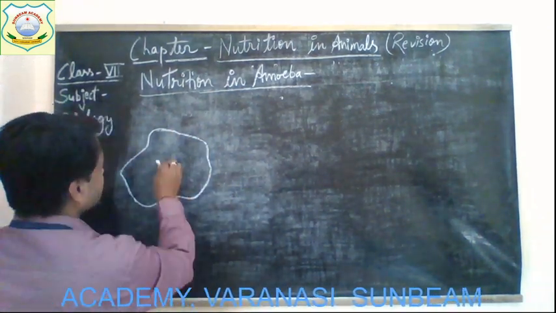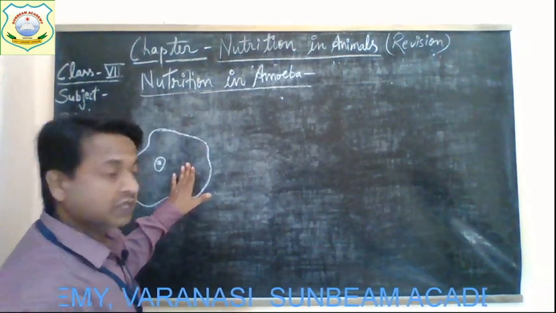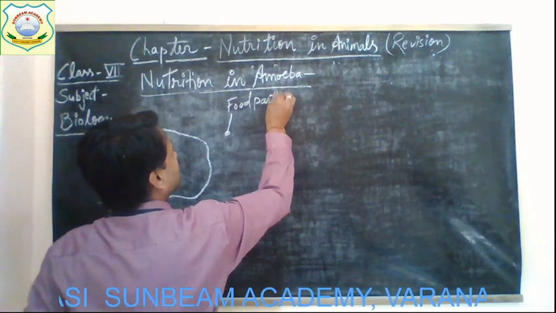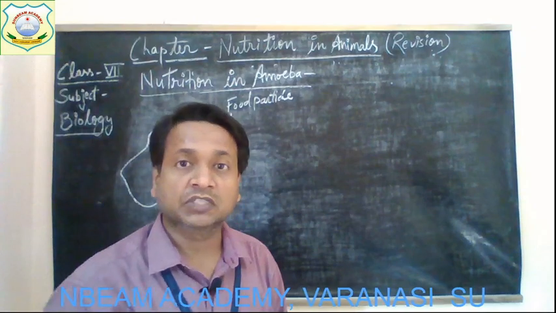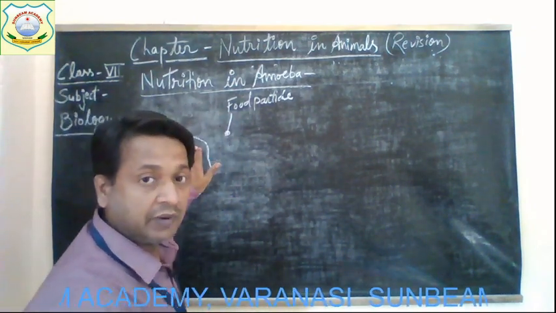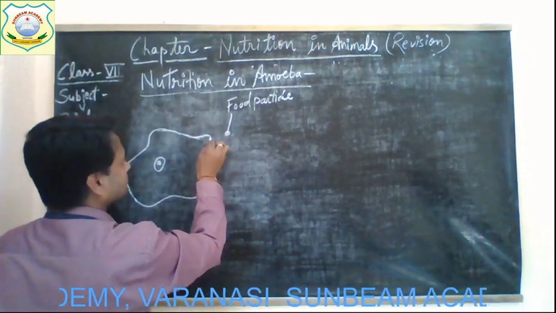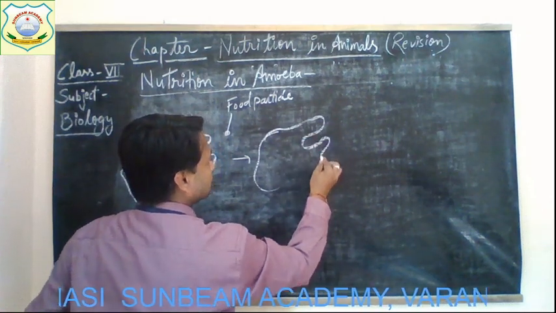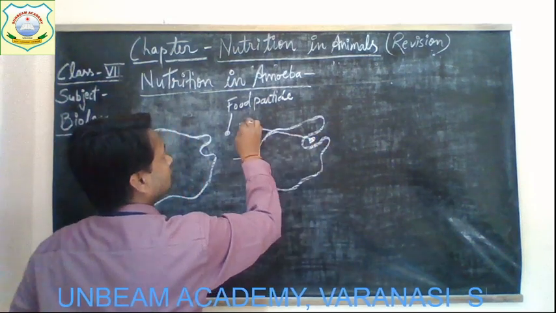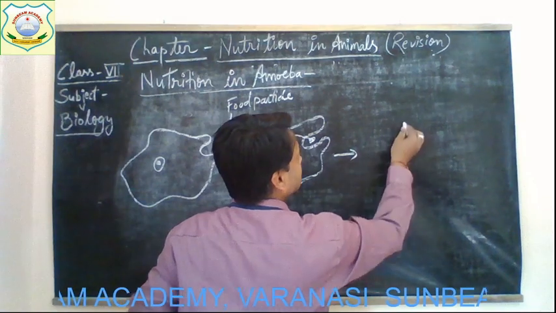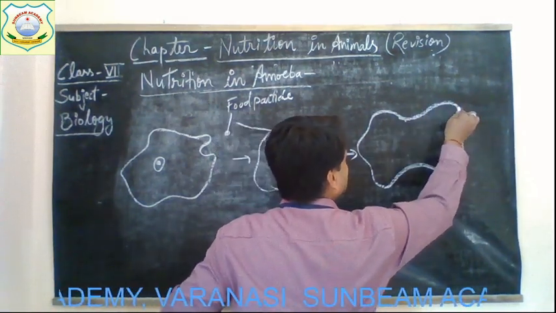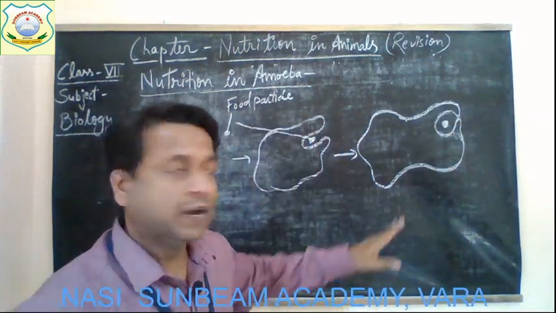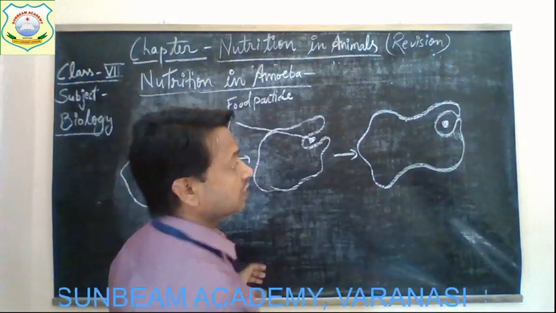This is the body of an amoeba, which is unicellular and does not have any fixed shape. When the amoeba takes in a food particle, this is the food particle. A kind of finger-like projection starts from the surface of the body of the amoeba. Okay, and this finger-like projection slowly and slowly covers the food particles, and finally the food particle gets engulfed by the body of the amoeba and forms a food vacuole.